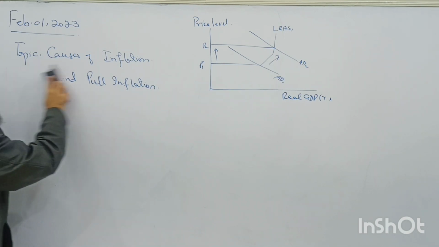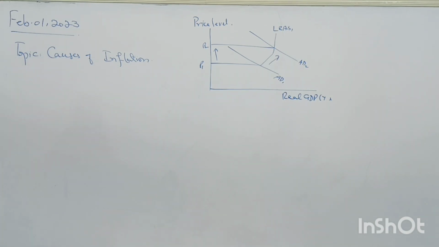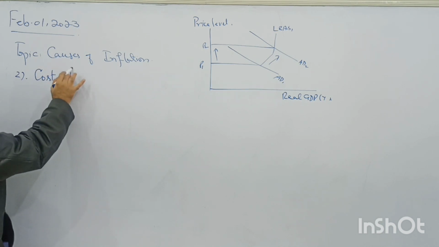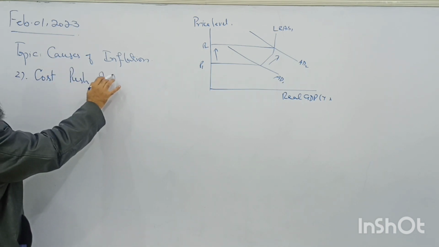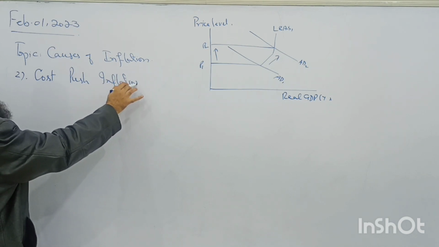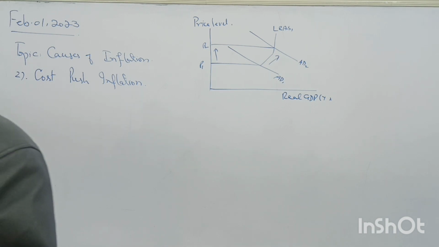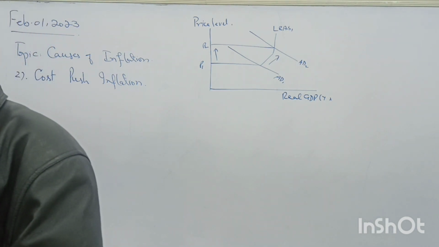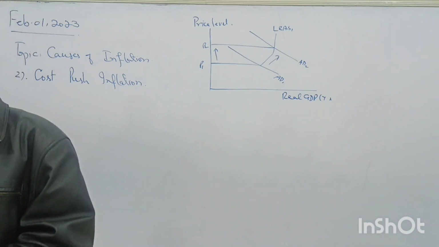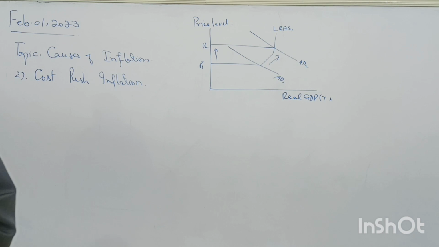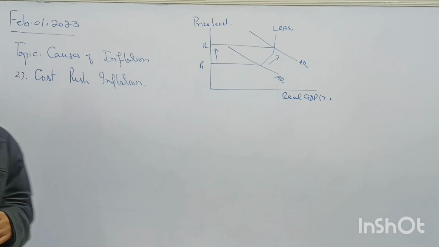So now I am going to talk about cost push inflation. What is cost push inflation? If cost of production increases. Usually in the markets the prices are increasing when the raw material prices have increased, wages of the workers have increased, or government has increased indirect taxes or removed subsidies. So all these factors will cause a leftward shift of the supply curve.